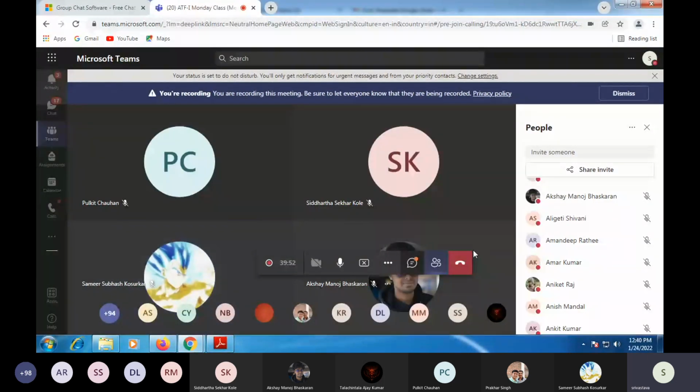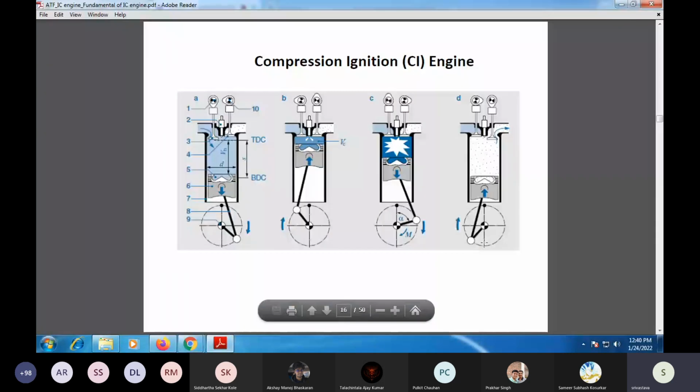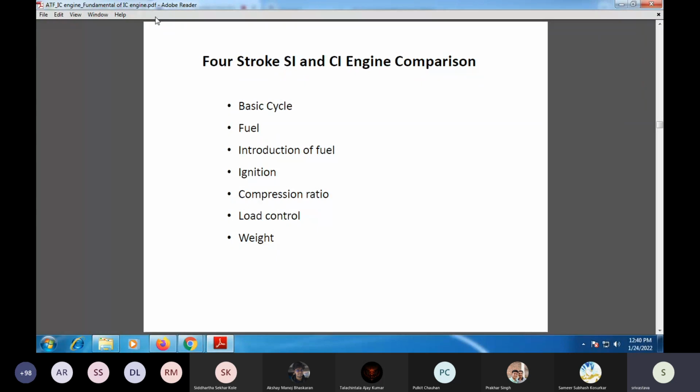One difference that you guys told me on day one is the difference between the diesel and gasoline engine based on the fuel. What can you say based on the fuel? How can you differentiate the CI and SI engine based on the fuel? If we have to differentiate the 4-stroke CI and SI engine.